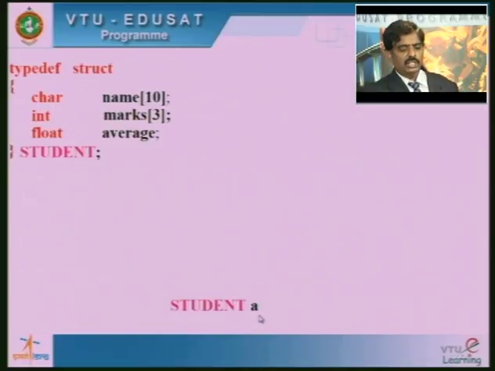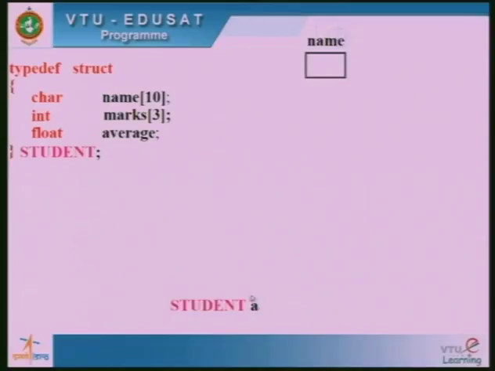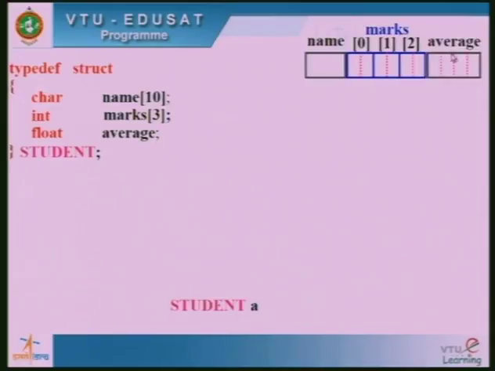So I write A is of type student. So the moment I say A is of type student, what will happen? Memory will be allocated for name, 3 bytes for integers, and those 3 locations are identified by marks. So how to access this field? I can say marks of 0, marks of 1, marks of 2, and for average, how many bytes? 4 bytes for average.